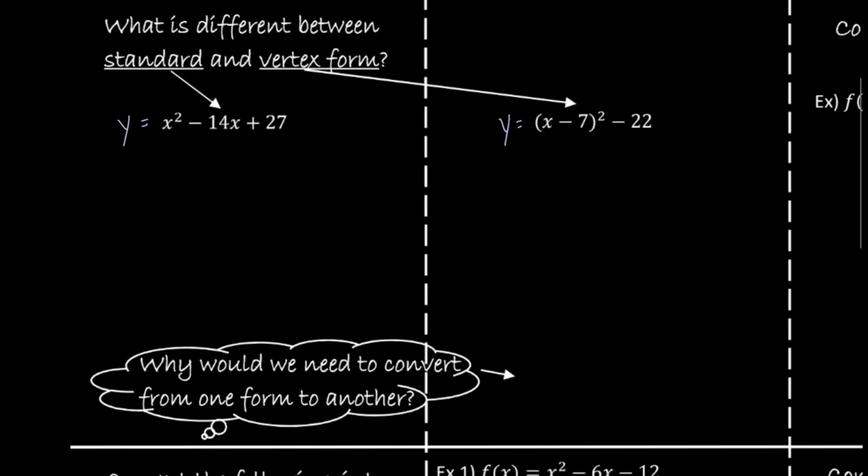Like when it's just equated by itself, it's not simplified. Y equals what? So standard form is y equals ax squared plus bx plus c. That's standard form.